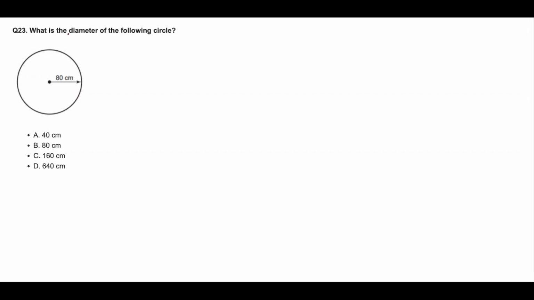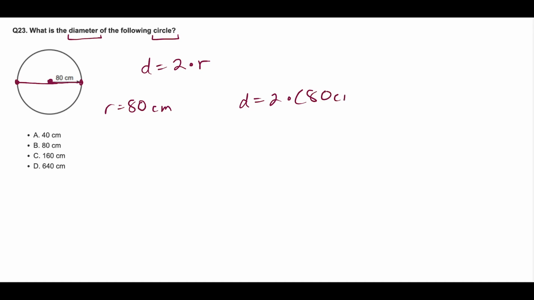So for question 23, we want to know what is the diameter of the following circle. Well, just know the diameter of a circle is equal to 2 times the length of the radius. So here they gave us the radius because we have the distance from the center to one point on the circle. And once again, the diameter goes from one end of the circle to the other. So that's why it's 2 times the radius. And in this case here, to find the diameter, we're just doing 2 times 80 centimeters. And if you double 80, that's going to give you 160. So the diameter is 160 centimeters.